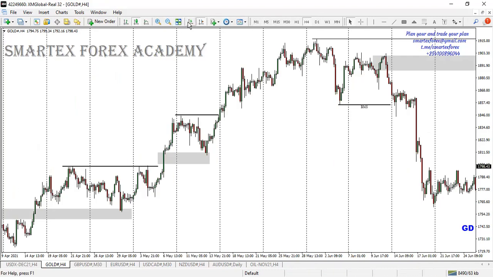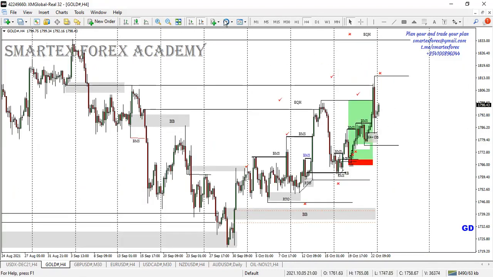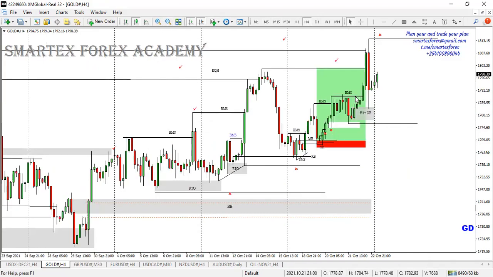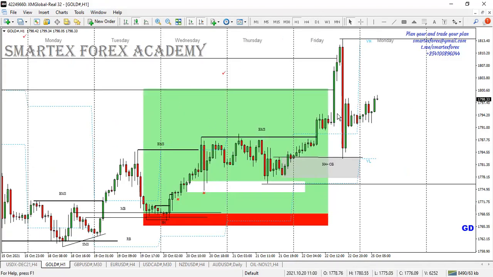So again, now we were here, then this was our return to the order block. I missed this one, but I don't care, because I know over the week I'm gonna get another entry. And so let's move to 1 hour time frame.